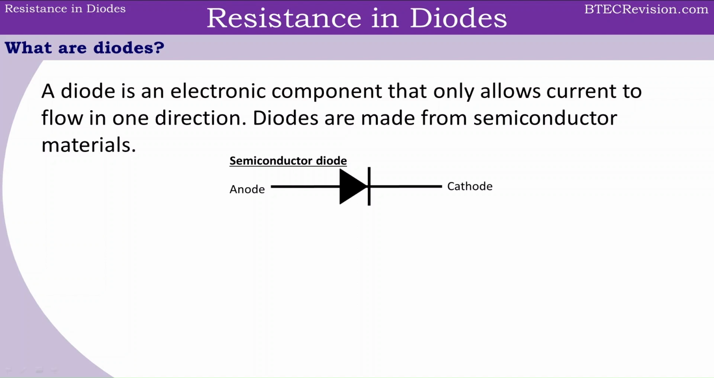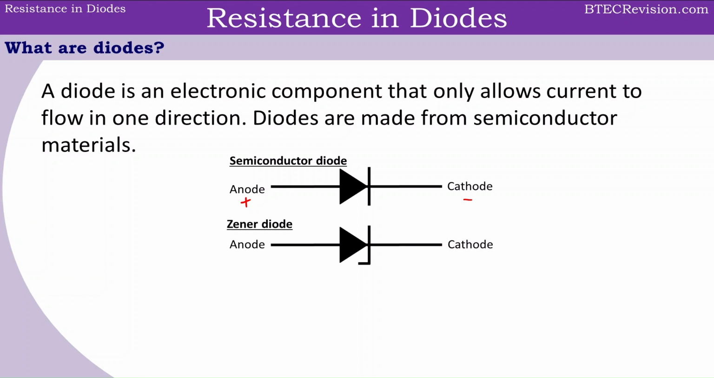Below we have a diagram showing the symbol of a diode. And you can see the left side is the anode, which would mean it is positive, and the right side is the cathode, which would mean it has a negative charge.